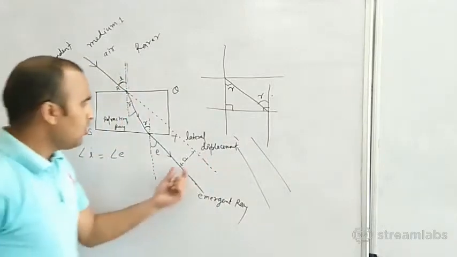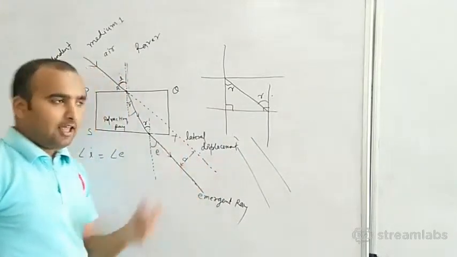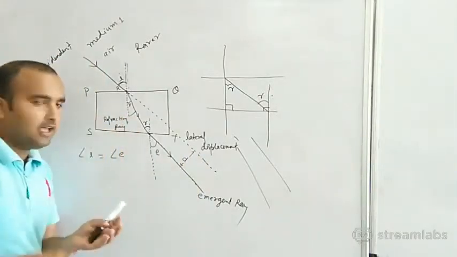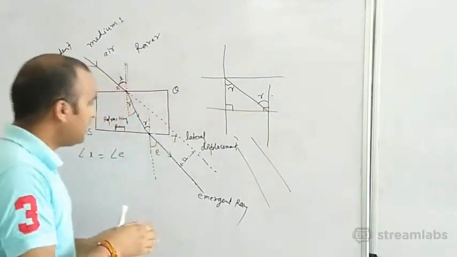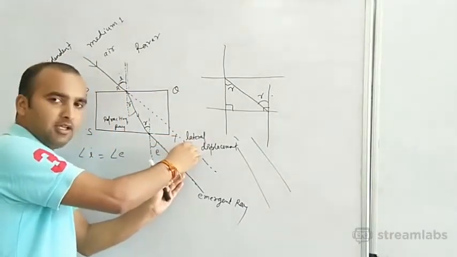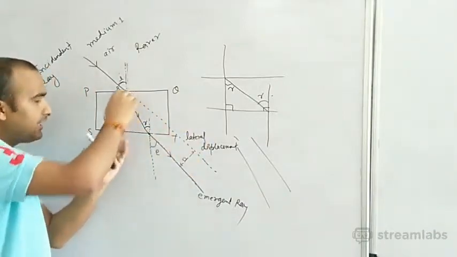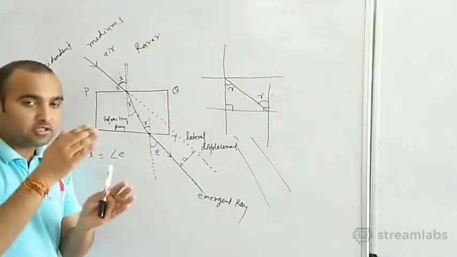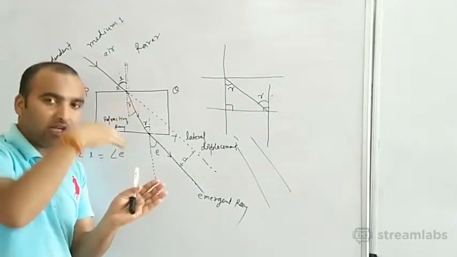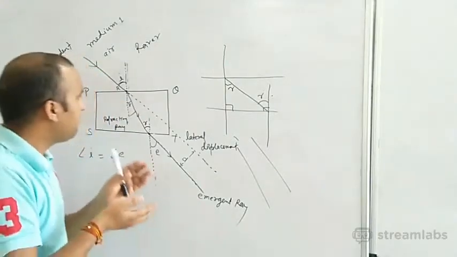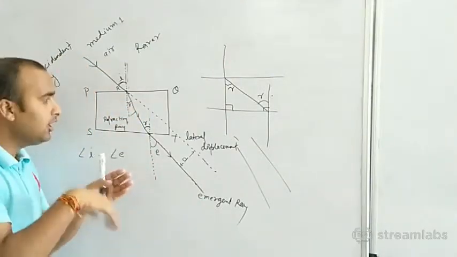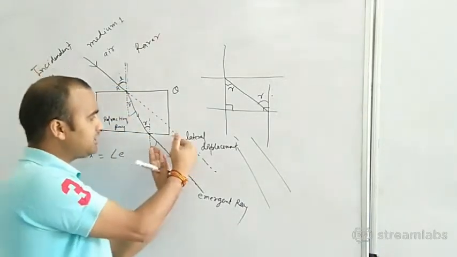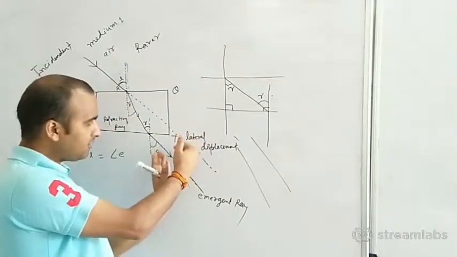So the lateral displacement of the glass slab depends on the thickness of the glass. The more the thickness of the glass, the more the lateral displacement will be. If the thickness of the glass slab is more, then the bending of light by this glass slab will increase. So we can say that if the thickness of the glass slab is increasing, then the lateral displacement of this light will be increasing.